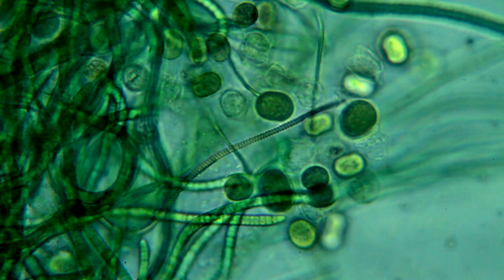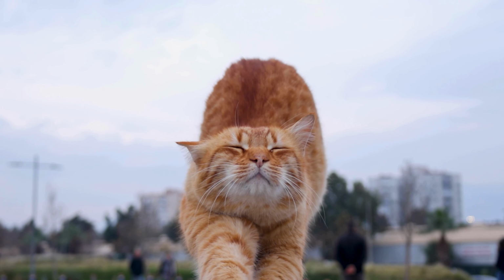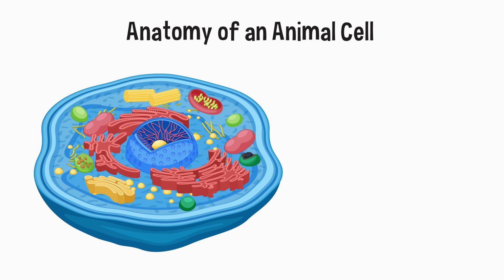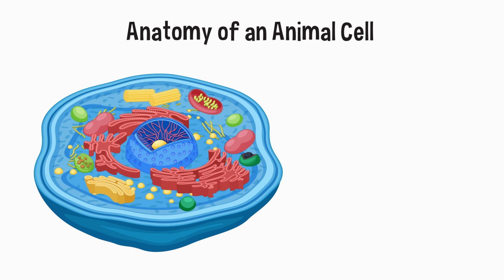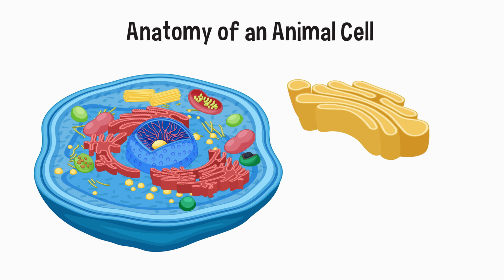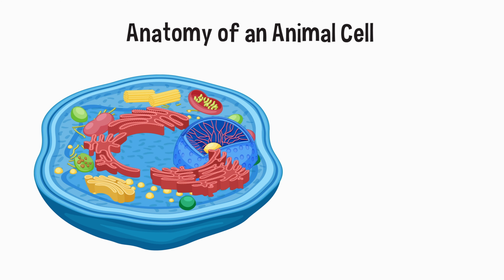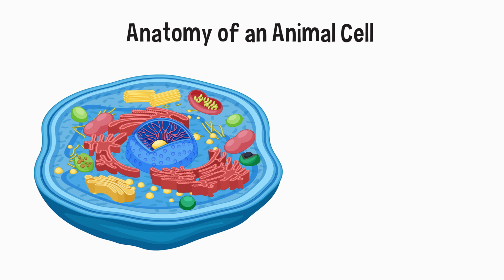Eukaryotes can be single-celled like algae and yeast, or multi-celled like plants and animals. Inside eukaryotic cells, you'll find various organelles, each with its own specialized function. The mitochondrion, often called the powerhouse of the cell, generates energy. The endoplasmic reticulum and the Golgi body work together to synthesize and transport proteins, and the nucleus acts as the control center, holding the cell's genetic material.